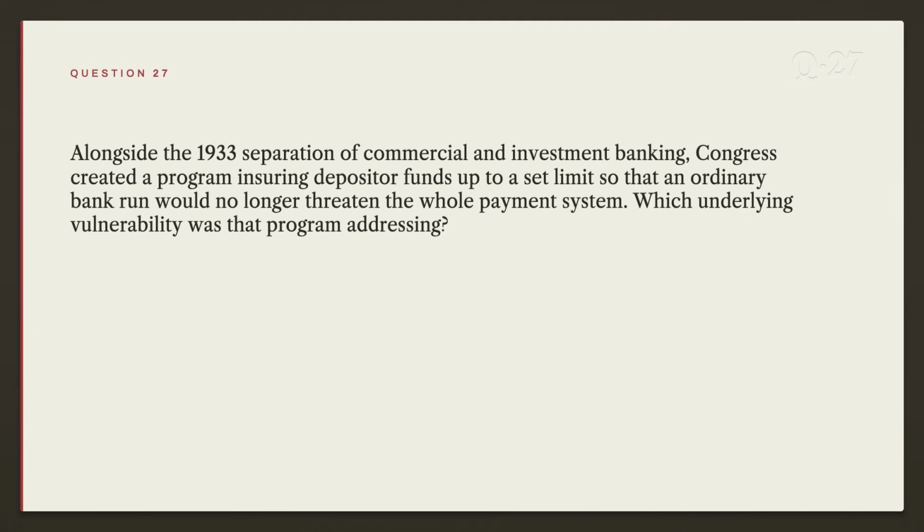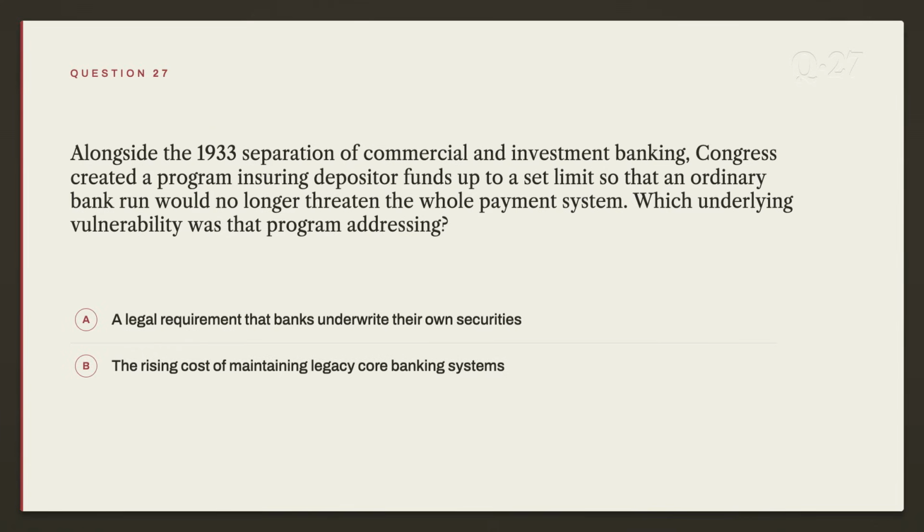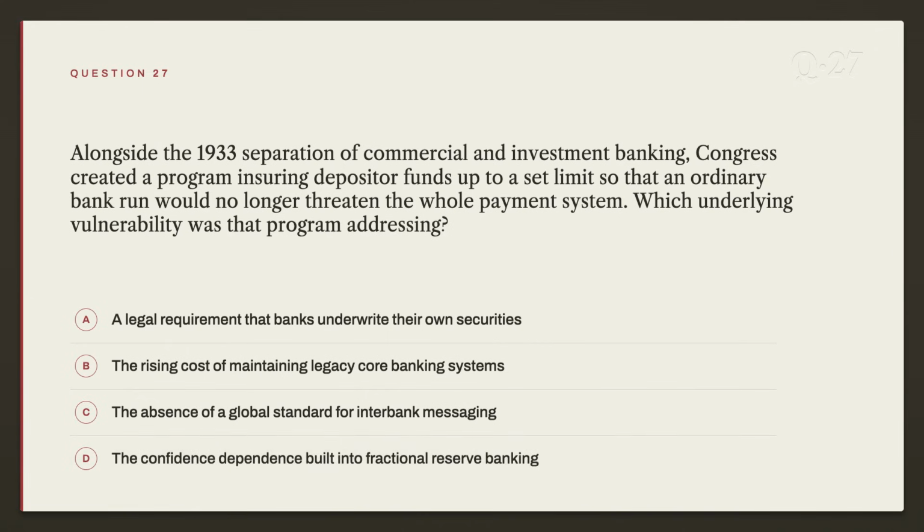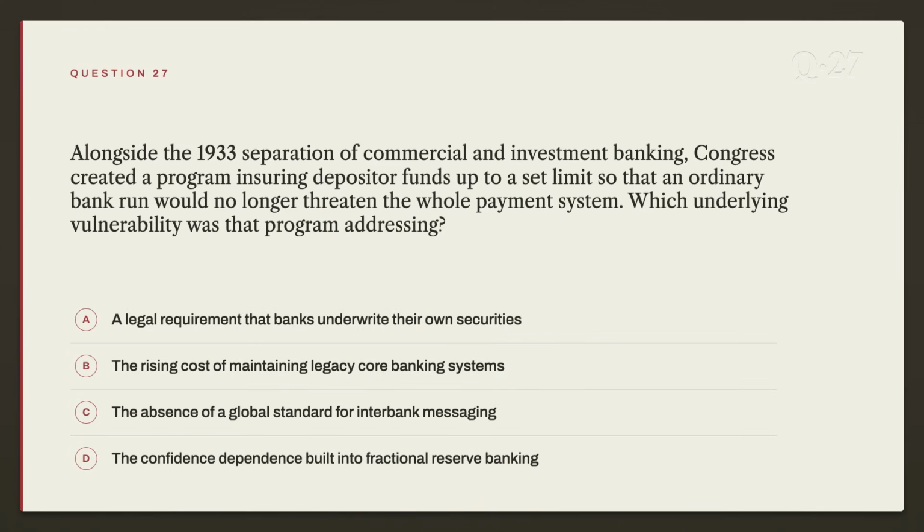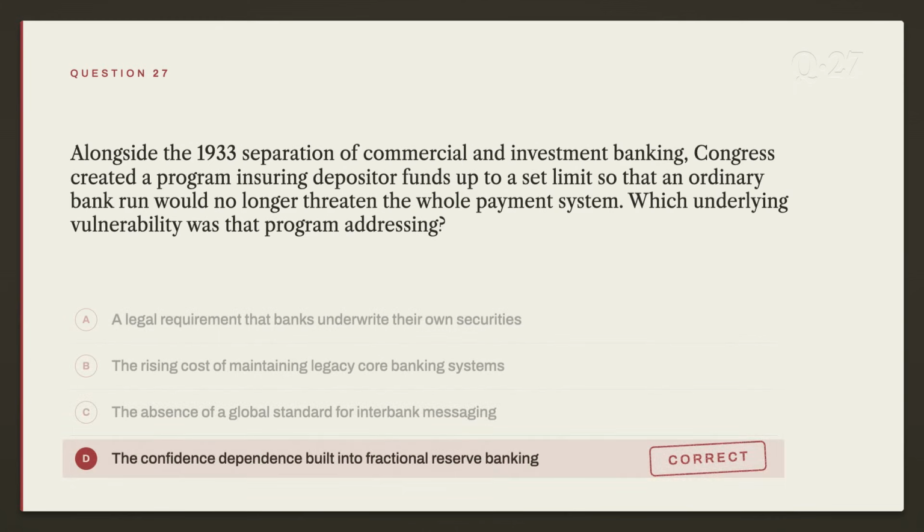Your options are A. A legal requirement that banks underwrite their own securities. B. The rising cost of maintaining legacy core banking systems. C. The absence of a global standard for interbank messaging. D. The confidence dependence built into fractional reserve banking. Before I reveal it, which one do you think is right? The correct answer is D. The confidence dependence built into fractional reserve banking.